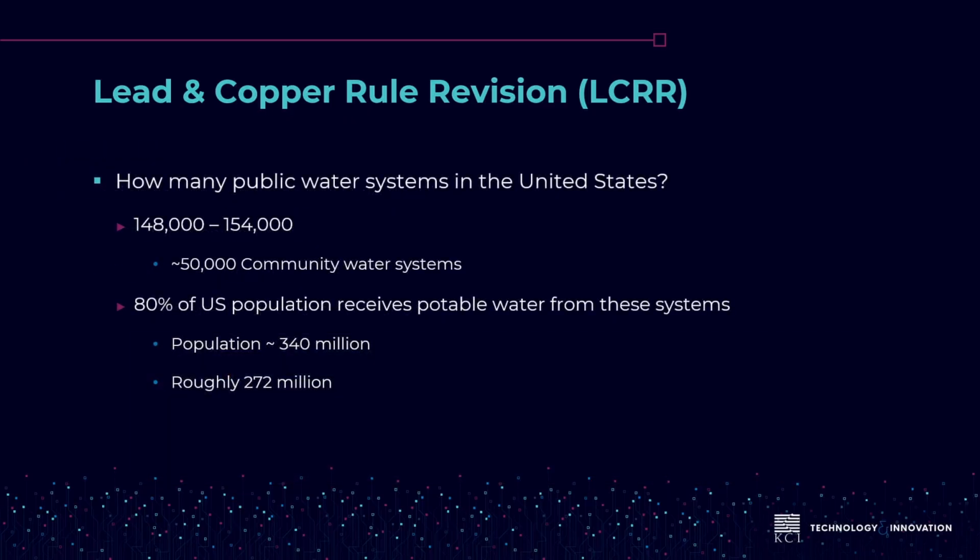So a couple of fun facts. This is for public water systems, and depending on the corners of the internet you might search, there's roughly 148 to 154,000 public water systems in the country, with around 50,000 of those being community water systems. Another fun fact, 80% of the US population receives their potable water from a public water system. So if we have roughly a population of 340 million, that means around 272 million people receive their potable water from a public water system. Pretty mind-blowing.